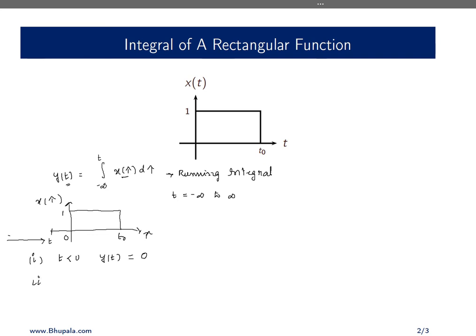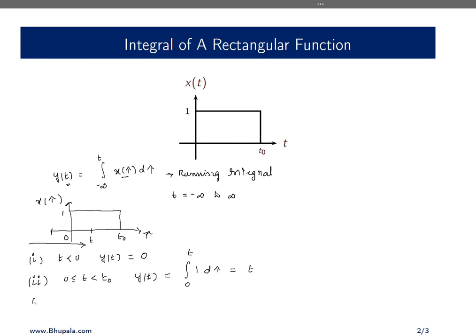In the second case, let's assume t lies between 0 and t naught. So my t is somewhere here. If you integrate from minus infinity to t, the integral limits will be from minus infinity to t, but our signal exists only from 0 to t, and hence you get the integral from 0 to t of 1 d tau, which is equal to t.